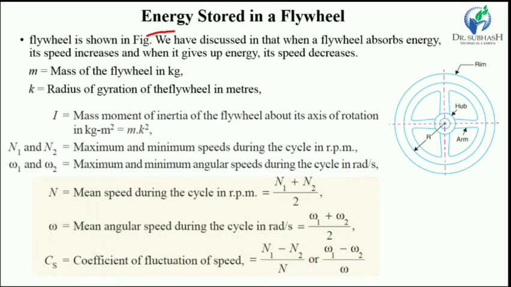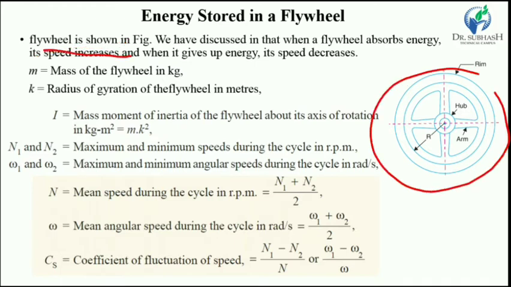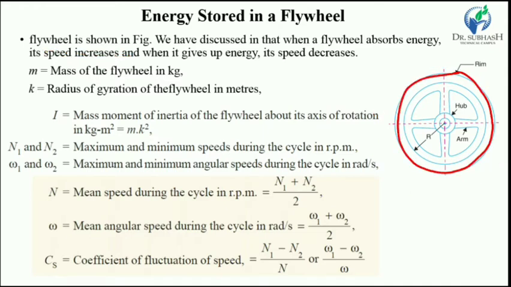Now next is the energy stored in a flywheel. So what kind of energy is stored in the flywheel? We very well know that kinetic energy is stored in the flywheel. So here we consider the kinetic energy. Let's elaborate the whole thing. The flywheel is shown in the figure. The first is the rim, this is the arm, and this is the hub by which the flywheel is mounted to the shaft. And capital R is the radius of the arm.